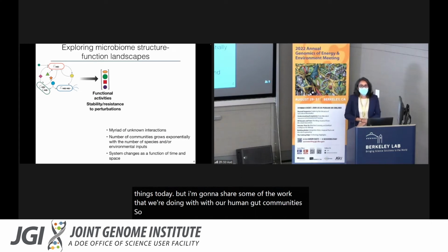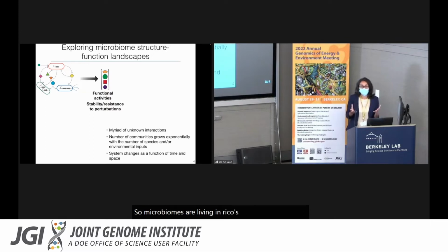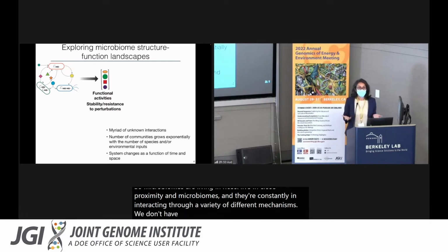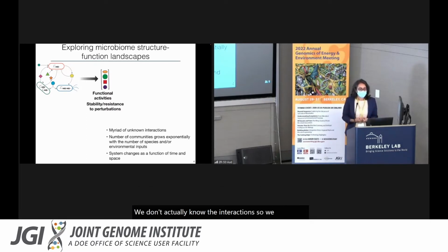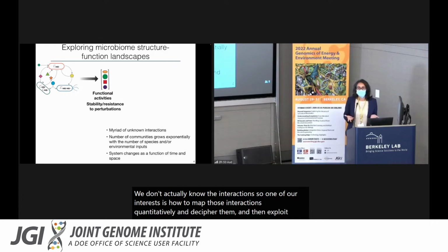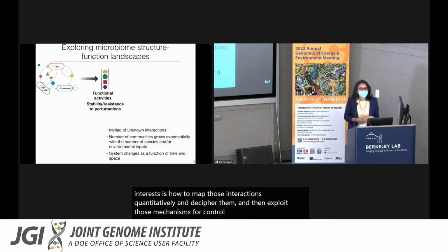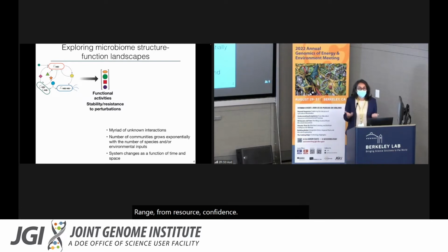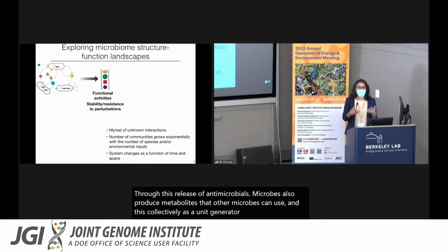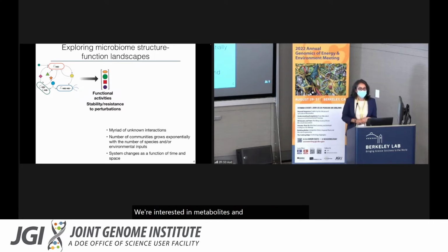Microbes live in close proximity in microbiomes, and they're constantly interacting through a variety of different mechanisms. We don't actually know the interactions. So one of our interests is how to map those interactions quantitatively and decipher them, and then exploit those mechanisms for control. These interactions range from resource competition to biomolecular warfare through the release of antimicrobials. Microbes also produce metabolites that other microbes can use. And this collectively as a unit generates the outputs of these communities. We're interested in metabolites and how to harness these metabolic capabilities.